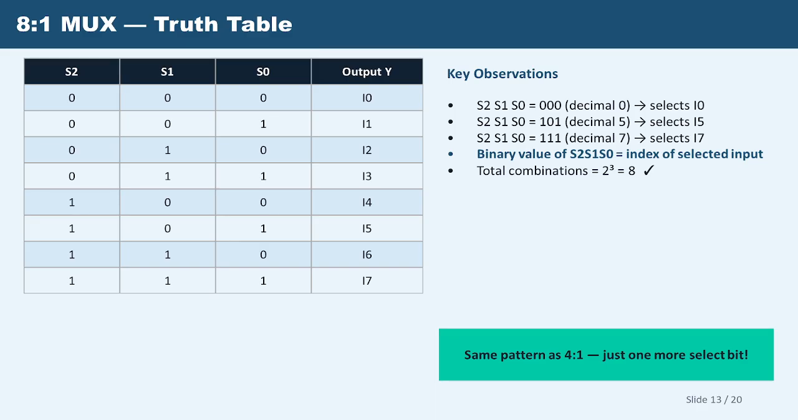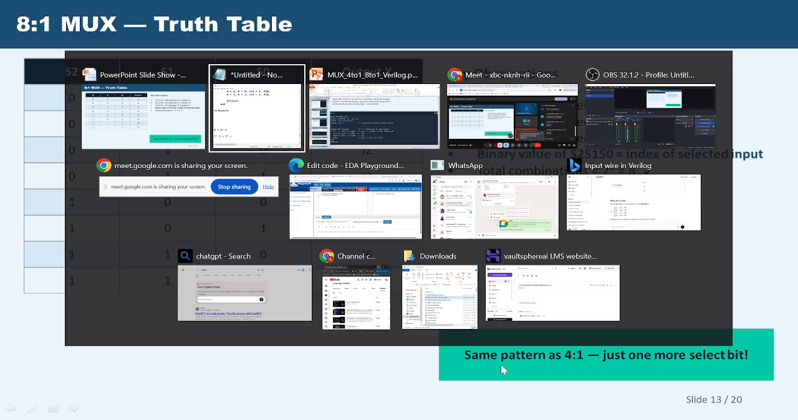What will be the decimal values of these binary values? 0 0 0 will give 0, right? 0 0 1 means 1 only. 0 1 0 means 2. 0 1 1 means 3. I hope everyone knows those decimal values. Okay, it just looks like this.